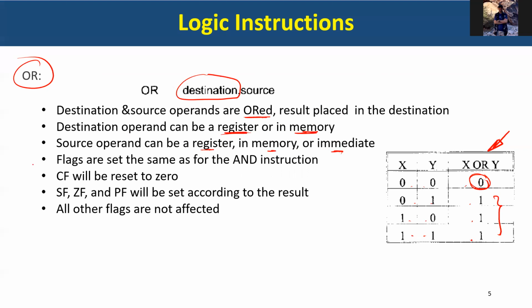Again, the flags will be changed, based on the result of the OR operation. And again, the carry flag will be 0 all the time. Whenever you have AND or OR, you know, the carry flag will be reset to 0. And again, the sign flag, the zero flag, and the parity flag will be set according to the output.